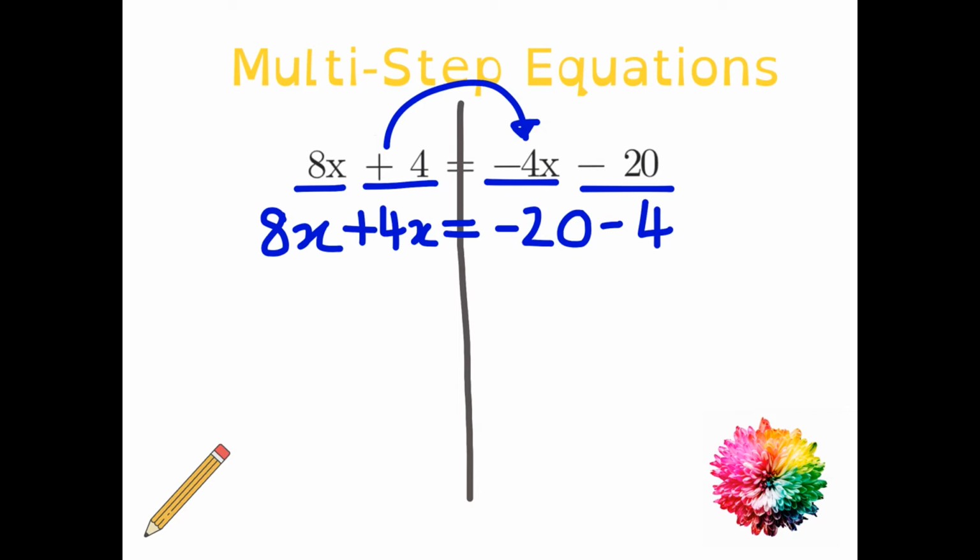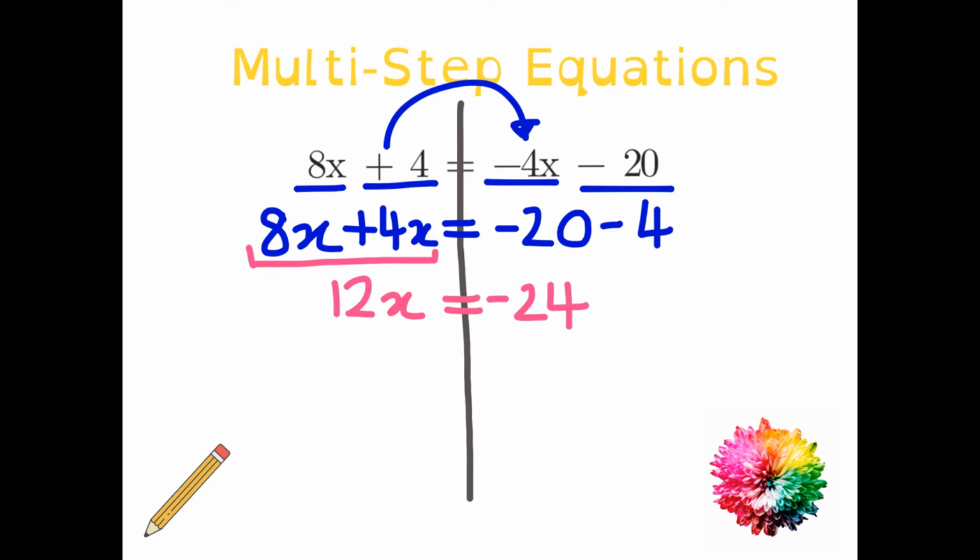And now we are going to add like terms. So 8x and 4x are both like terms because they have the same variable that has the same exponent. So we can add those together. 8 plus 4 is going to give us 12x. Negative 20 minus 4, those are both constants, so we can add those up as well. And think back to your integer rules. When you have two numbers that have the same sign, we're going to add them together. So 20 plus 4 is going to be 24, and we're going to keep the sign, so it's just going to be negative 24.